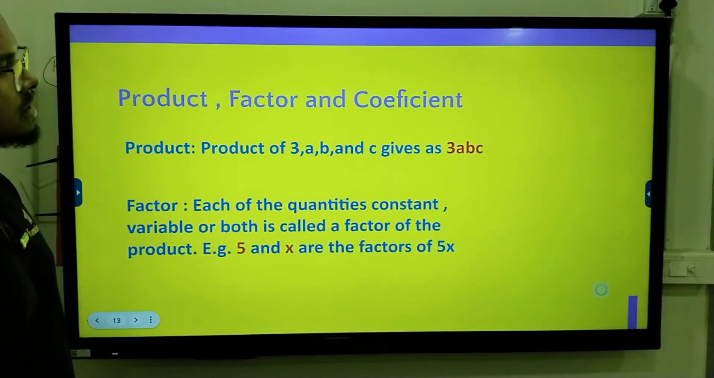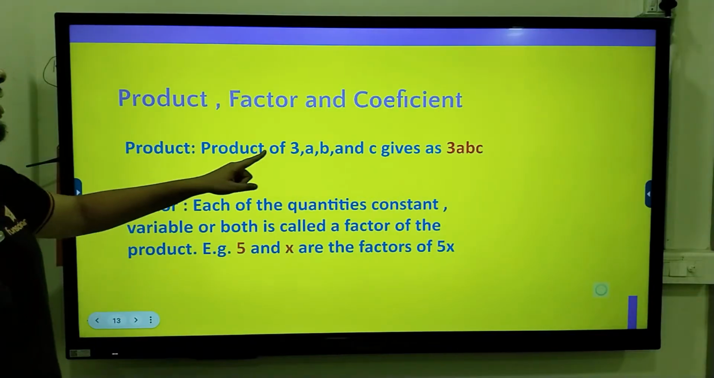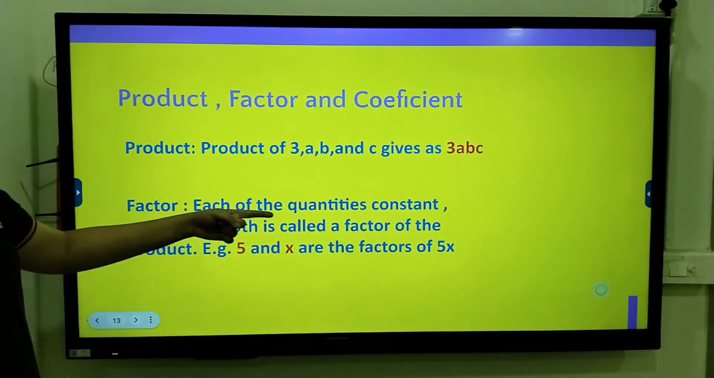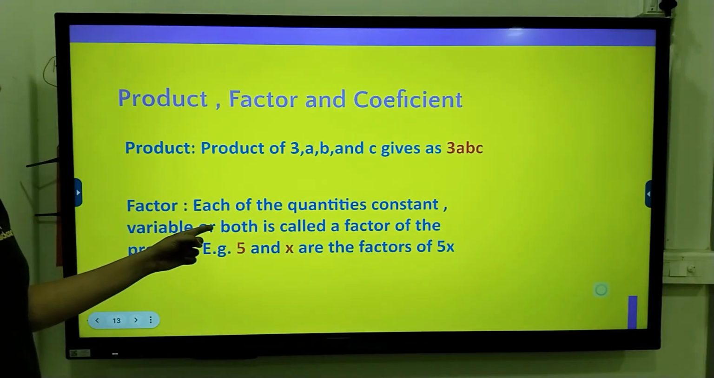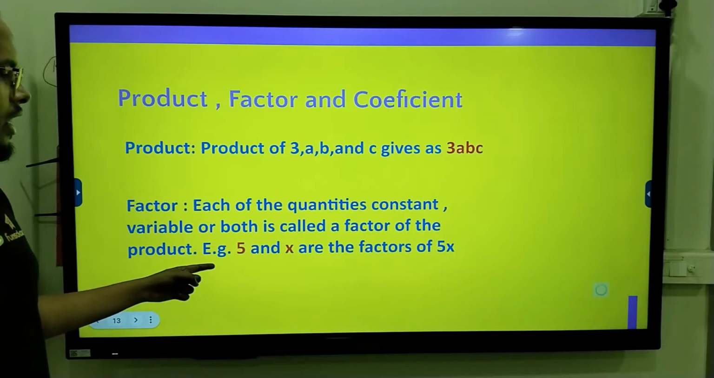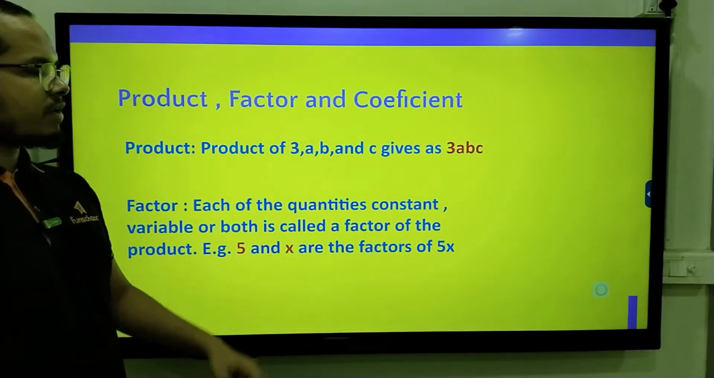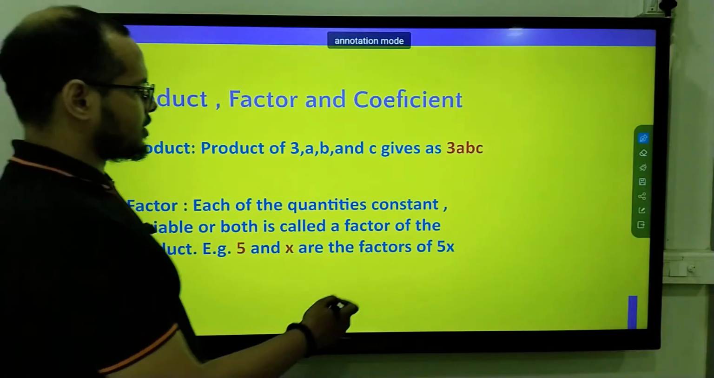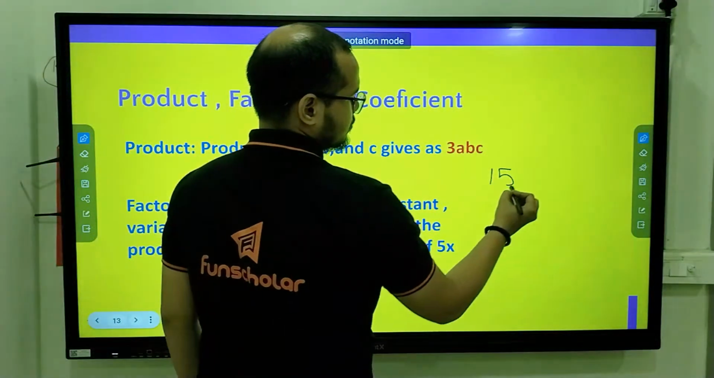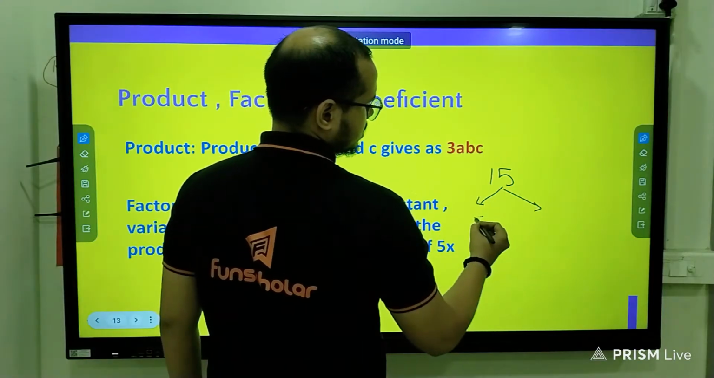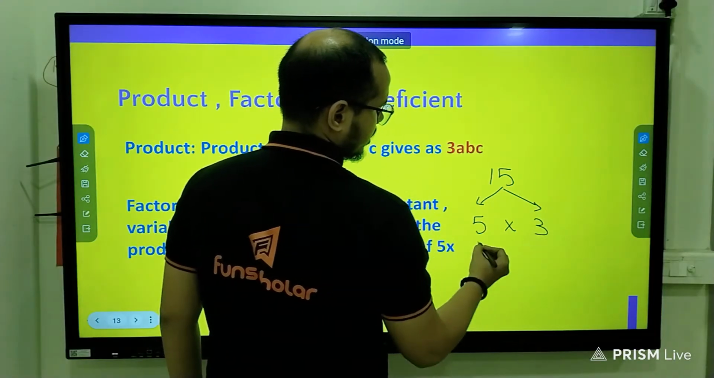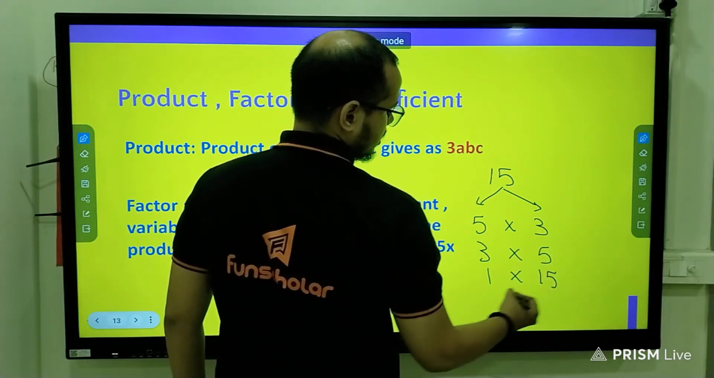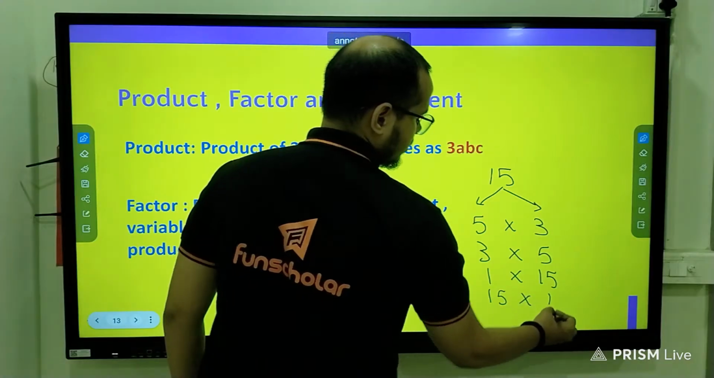Okay. Now product, factor, and coefficient. Product of 3, a, b, and c gives 3 into a into b into c. Each of the quantities, constant, variable, or both, is called a factor of the product. That is, 5 and x are the factors of 5x. Okay, this is very basic. So if I write here 15, the factors of 15 can be written as 5 into 3. We can write 3 into 5. We can write 1 into 15, and we can write 15 into 1. These are all the factors.